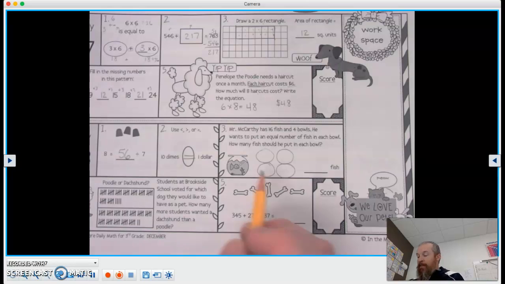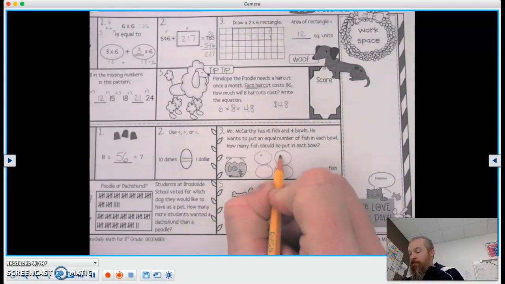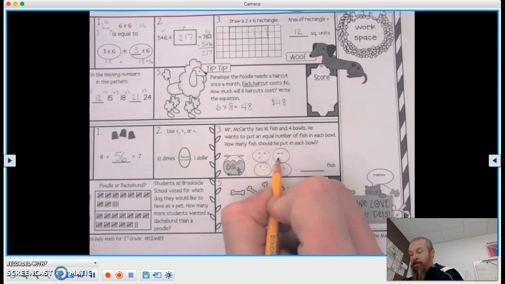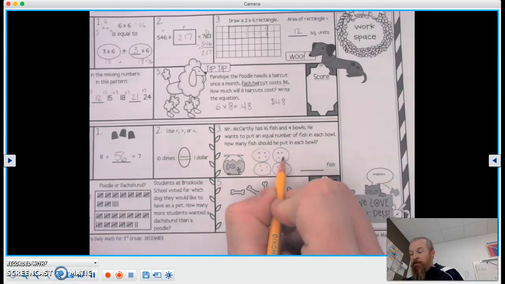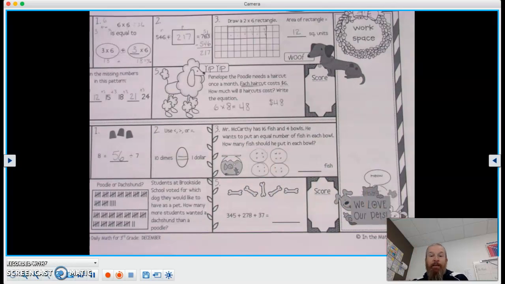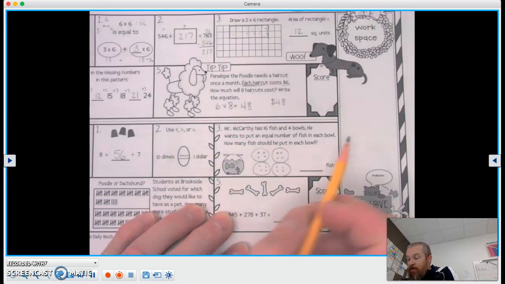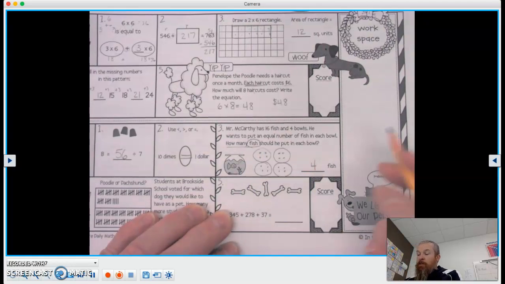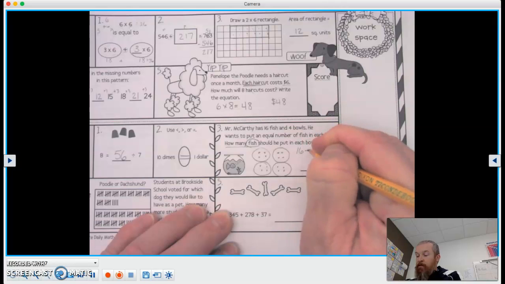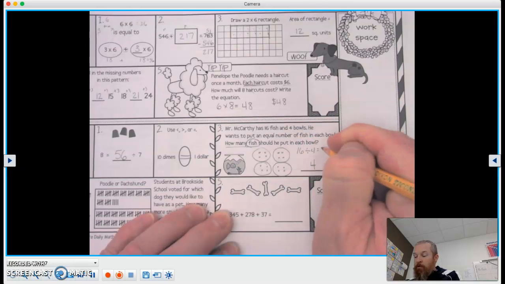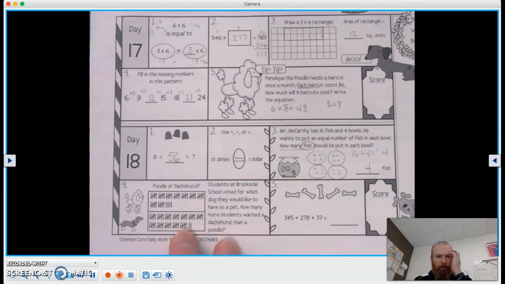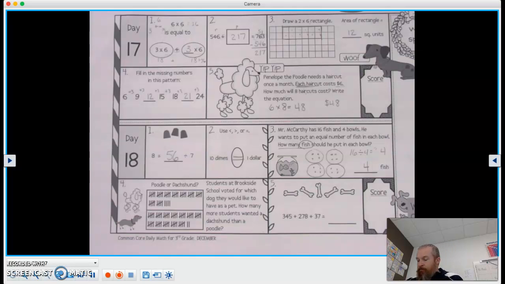All right, let's go. 16 fish. 1, 2, 3, 4, 5, 6, 7, 8, 9, 10, 11, 12, 13, 14, 15, 16. So there's my 16 fish, and how many do I have in each bowl? 4 fish. This is like saying 16 divided by 4 equals what? It equals 4.